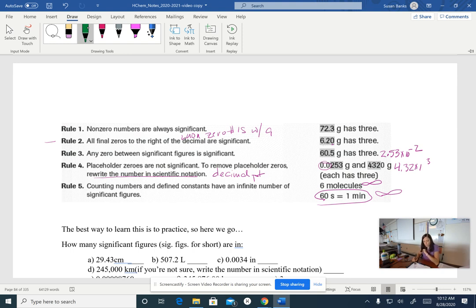Okay? Rule number 5, counting numbers and defined constants have an infinite number of significant figures. So if I have a counting number, like I can actually count actual items, that has an infinite amount of significant figures. If I have a definition, like 1 meter is 100 centimeters, that is a definition that will have an infinite number of significant figures. Okay, so the best way to learn is practice.